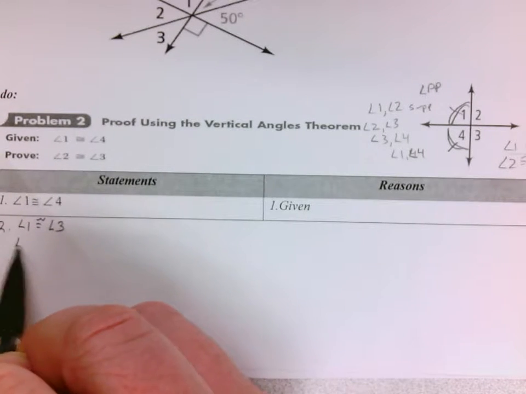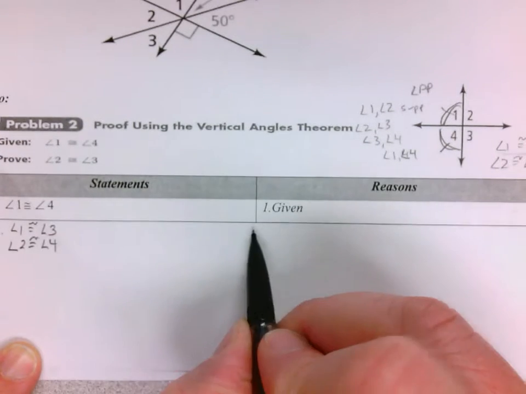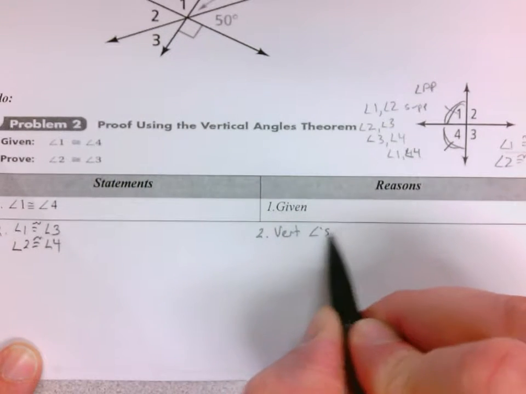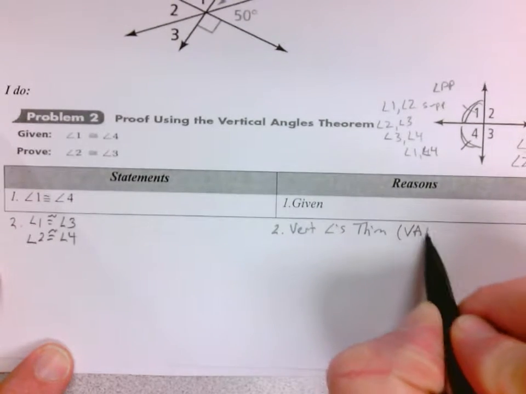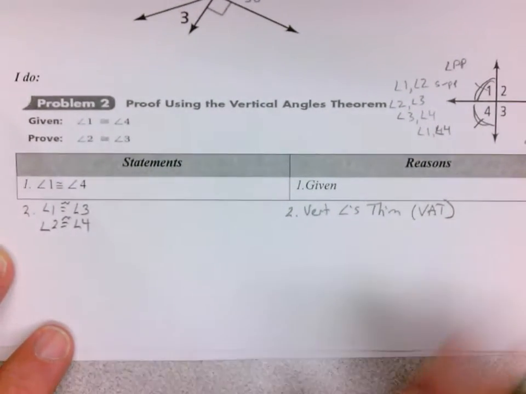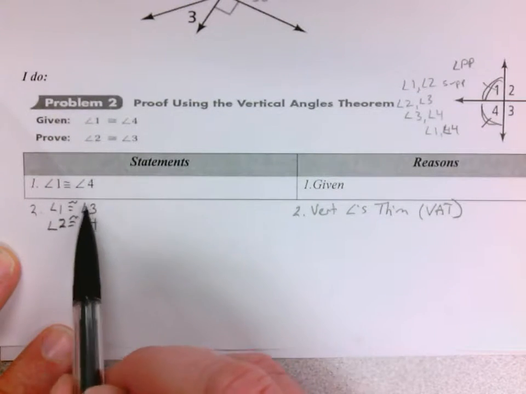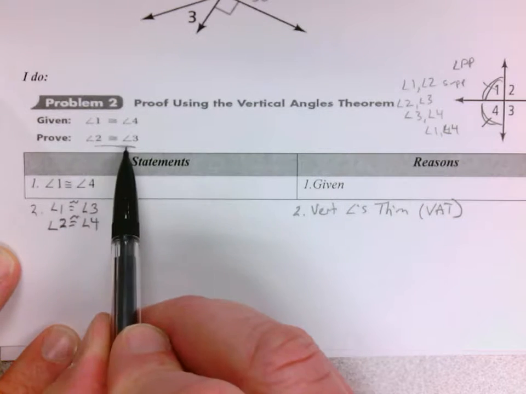So angle 1 is congruent to angle 3, angle 2 is congruent to angle 4, and that was the vertical angles theorem. Some of you are writing VAT. That's okay for now, but I'd like you to write out the words. All right, so look at this chain of events here. We want to get to see that 2 is congruent to 3.